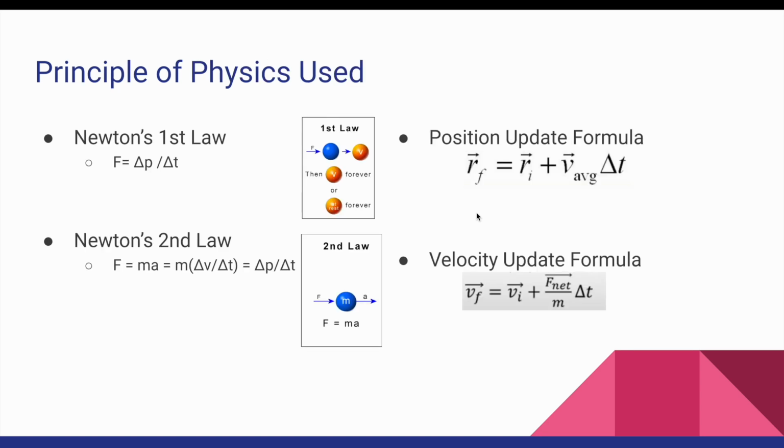The principles of physics used in this lab were Newton's first and second law, as shown on screen. Newton's first law can be described as force is equal to the change in position over change in time, and Newton's second law is force equals mass times acceleration, which can be derived in many different ways. In addition, we use the position update formula, which is shown along with the velocity update formula.